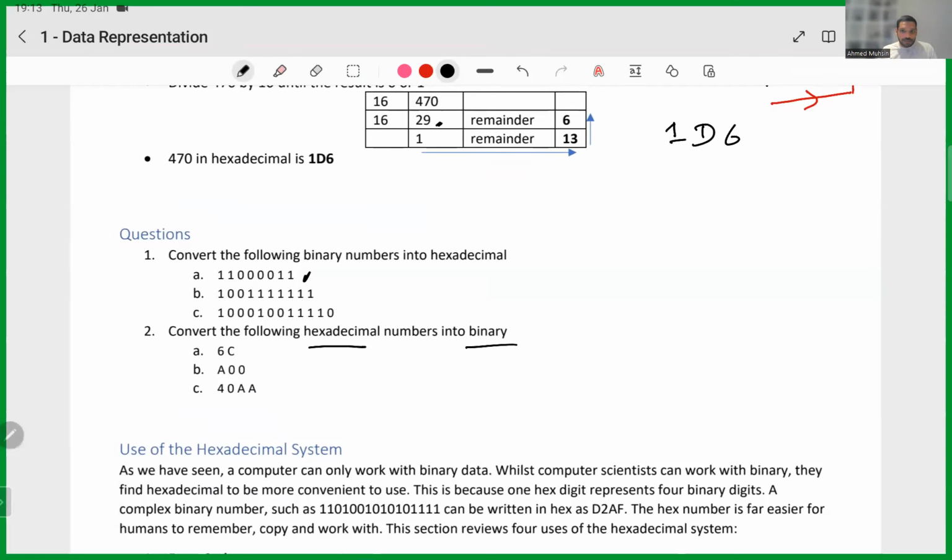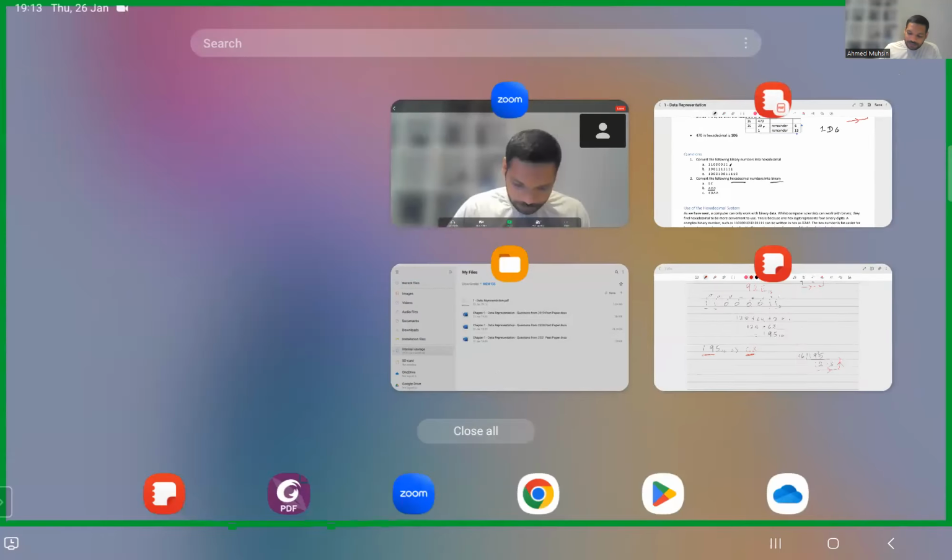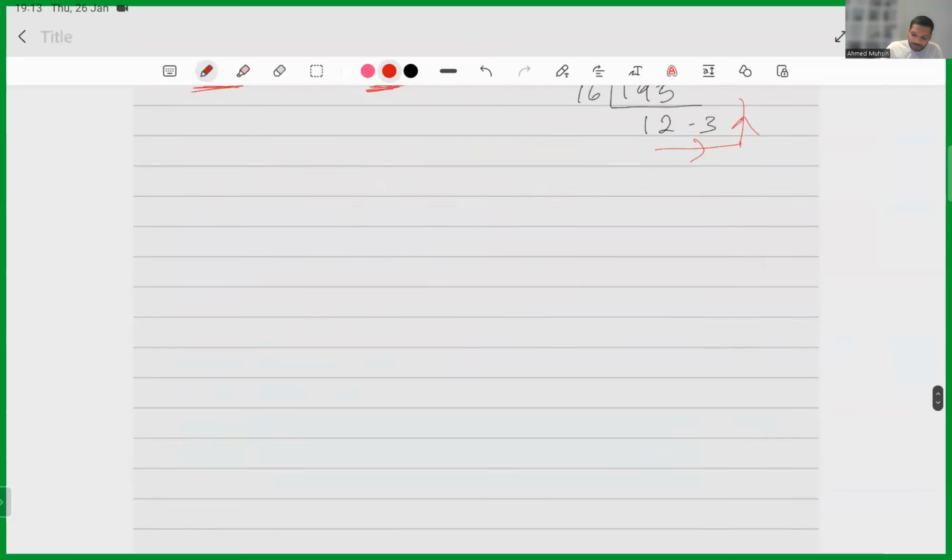Okay, from hexadecimal we have to go all the way to binary. I'm going to take the second one, A00. Let's see how we do this. If we take the number A00, which is a hexadecimal number.